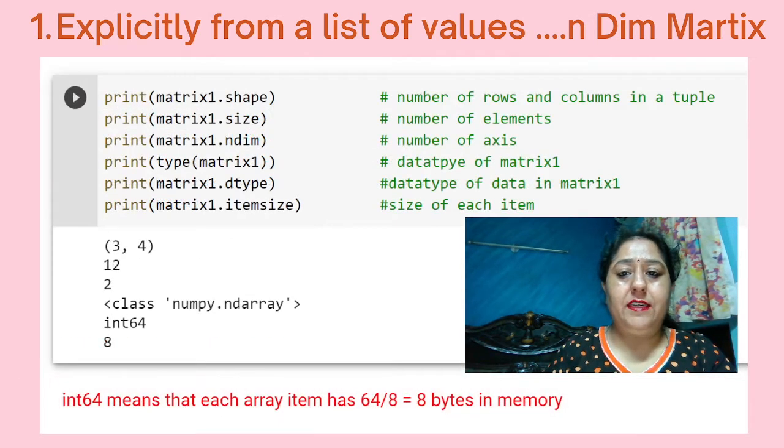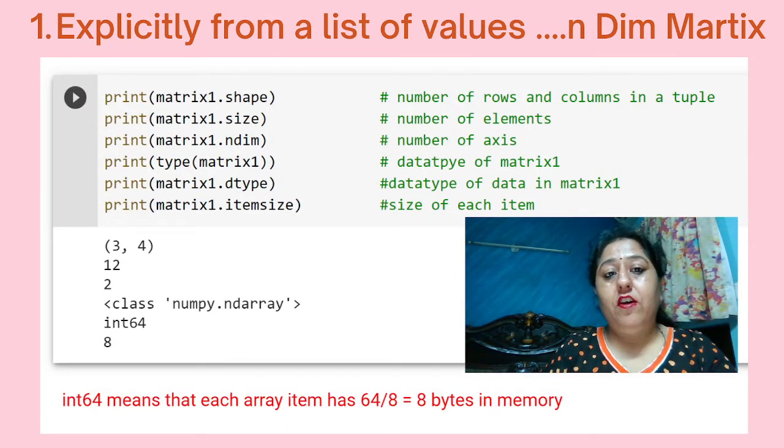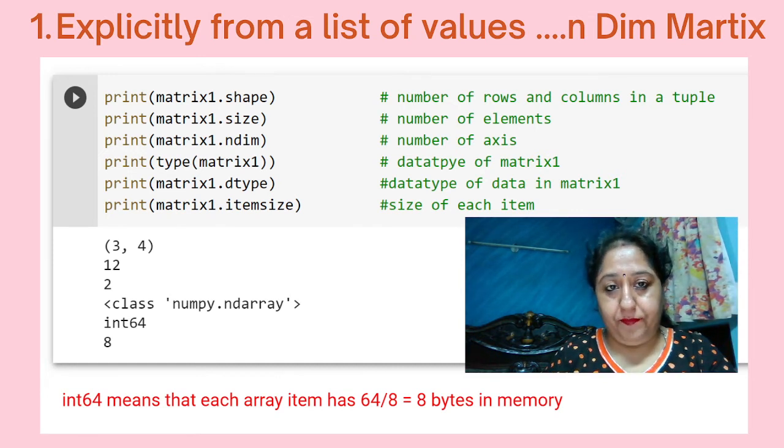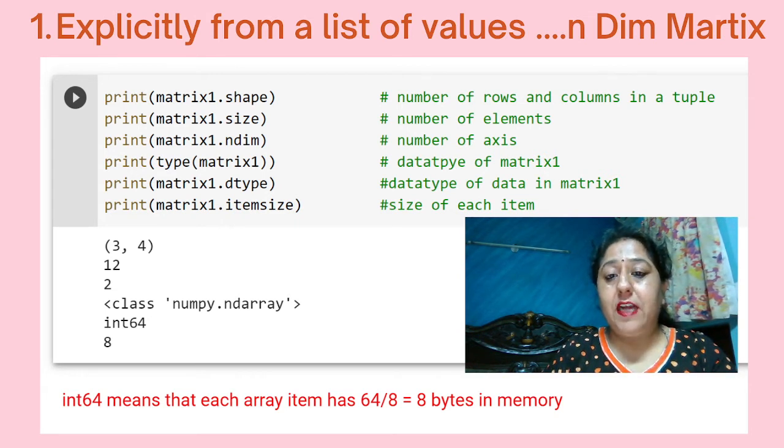Moving further, let us talk about some of the properties of the n-dimensional matrices. We are still using matrix 1, which we used in the previous slide. When we do matrix 1.shape, it displays the number of rows and columns as a tuple. That is 3, 4, which says the number of rows in matrix 1 is 3, and the number of columns in matrix 1 is 4. Matrix.size tells us the number of elements, that is 12, which is precisely 3 into 4.